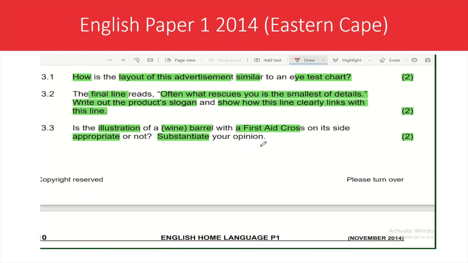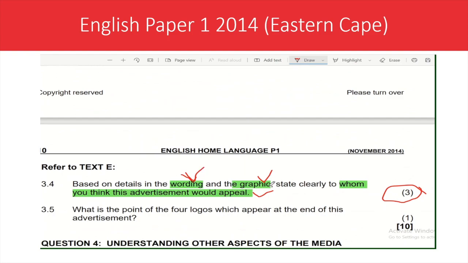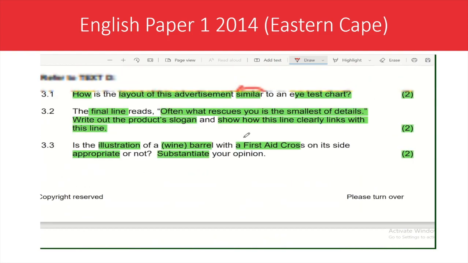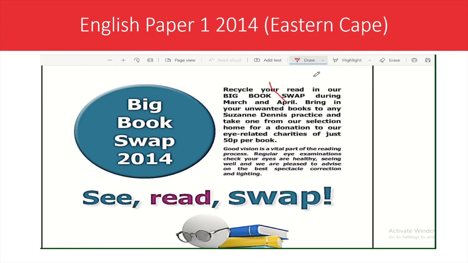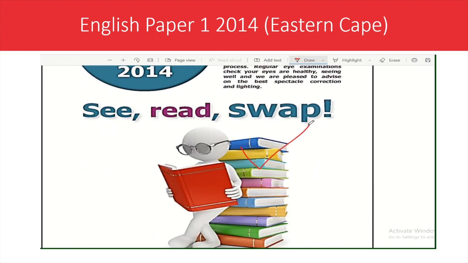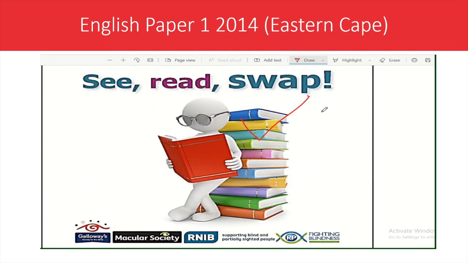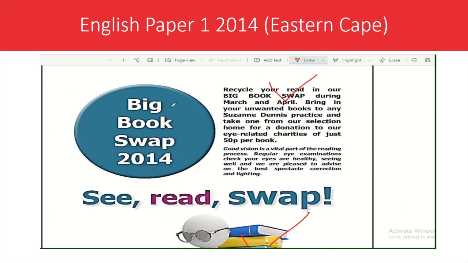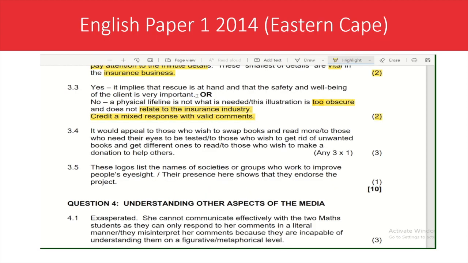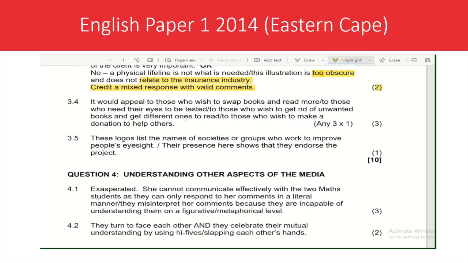So this question is asking about the wording, the graphics, and to whom this would appeal. So we need to chat about this wording, we need to chat about the graphics, and to whom would this appeal? Okay, so let's have a look at what the memo has said. So the advert would appeal to anyone who would wish to swap books or to read more books, to those who need their eyes to be tested, to people who wish to get rid of unwanted books, get different books, just basically to swap books out.